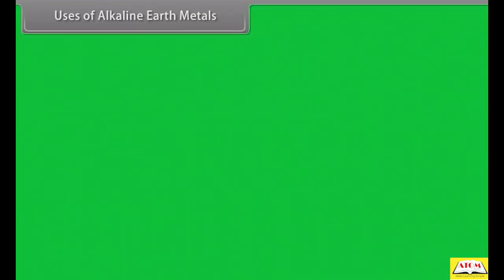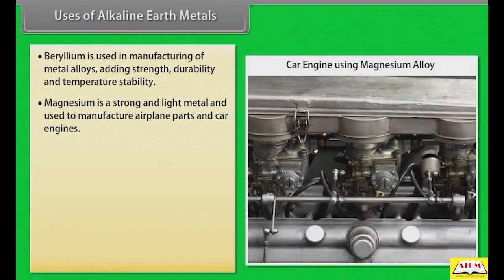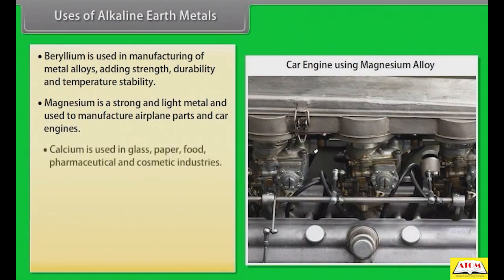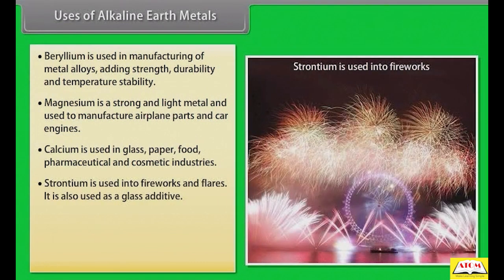Uses of alkaline earth metals. Beryllium is used in manufacturing of metal alloys, adding strength, durability, and temperature stability. Magnesium is a strong and light metal and used to manufacture airplane parts and car engines. Calcium is used in glass, paper, food, pharmaceutical and cosmetic industries. Strontium is used in fireworks and flares. It is also used as a glass additive.